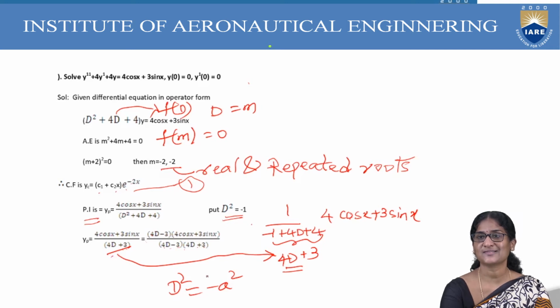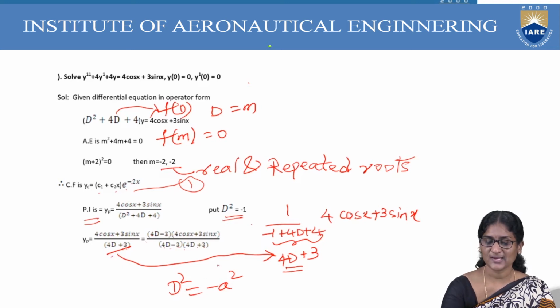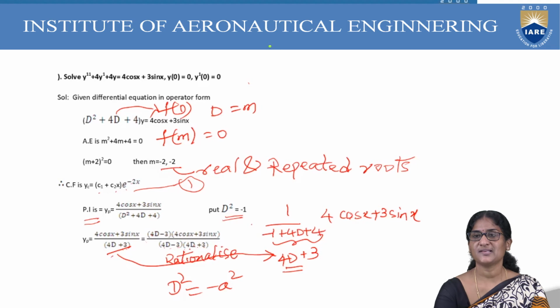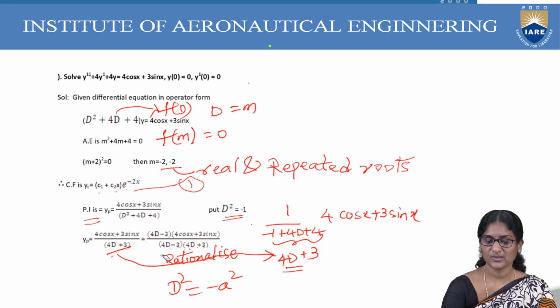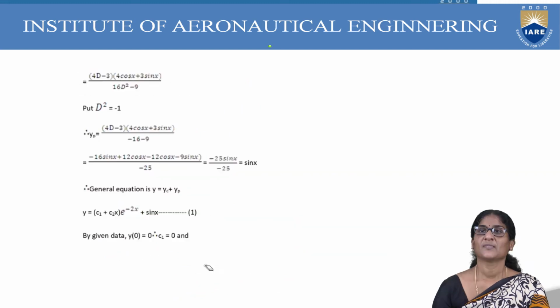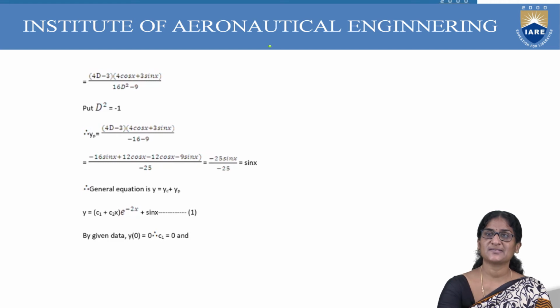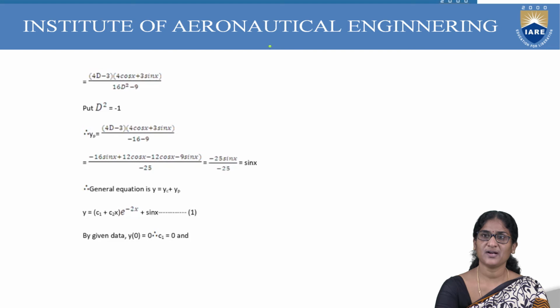So you just rationalize this. Rationalize the denominator to get the d square term in the denominator, so that we'll see in the next slide. Now, after rationalizing, what are you going to get? 4d minus 3 into 4 cos x plus 3 sin x divided by 16d square minus 1.